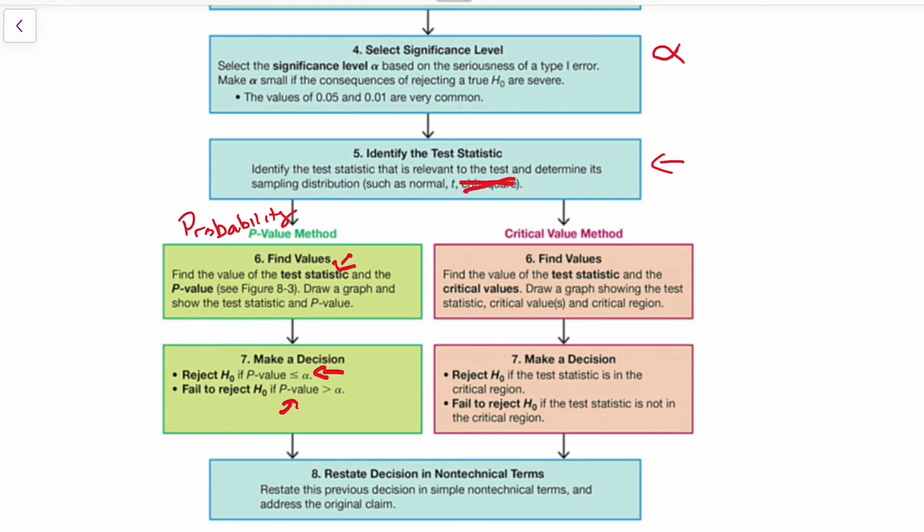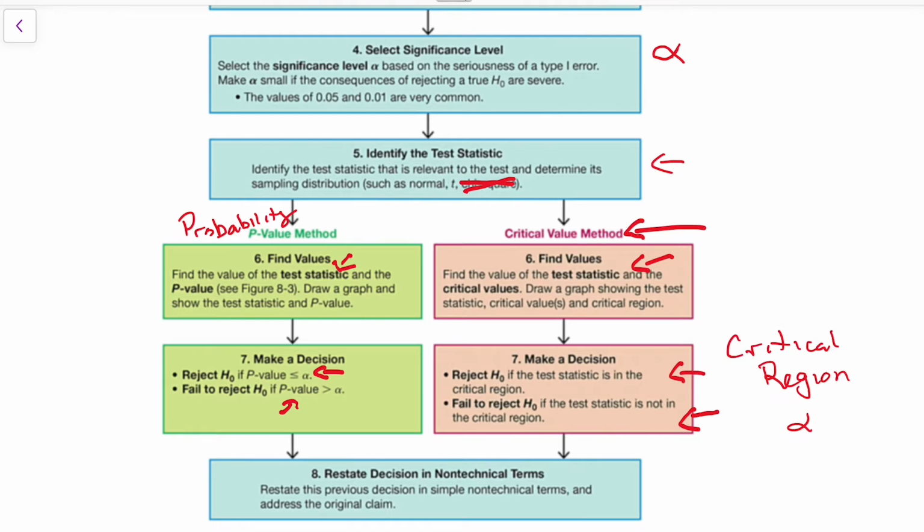The other method, called the critical value method, uses the test statistic and determines an area underneath either the normal or the t-distribution. If our test statistic is within what we call the critical region, we get to reject the null hypothesis. If the test statistic falls outside of this critical region, we fail to reject the null hypothesis. This critical region we'll define later, but it is dependent on our significance level alpha.